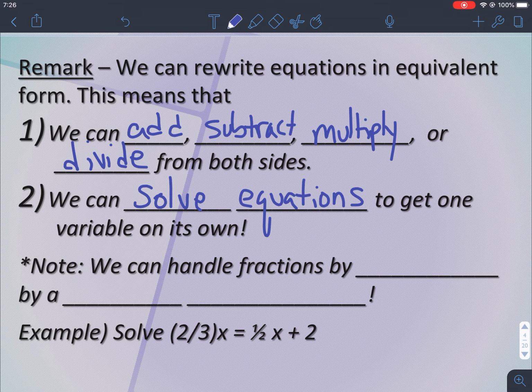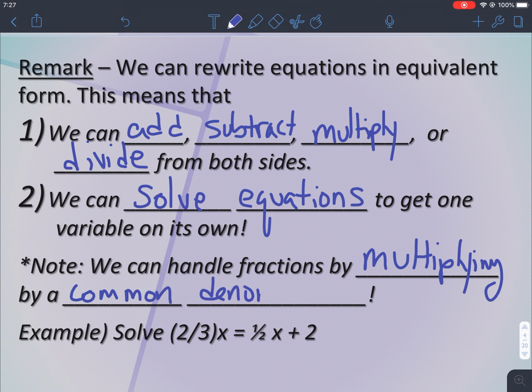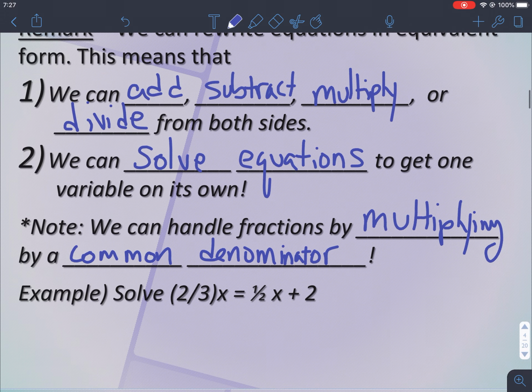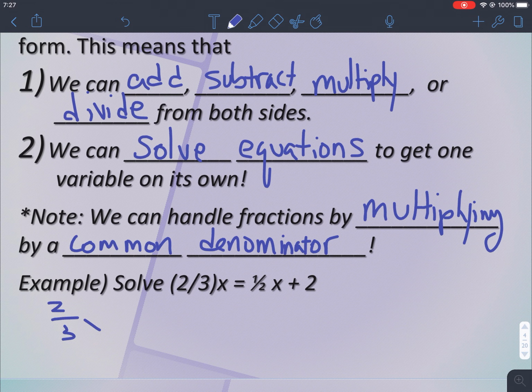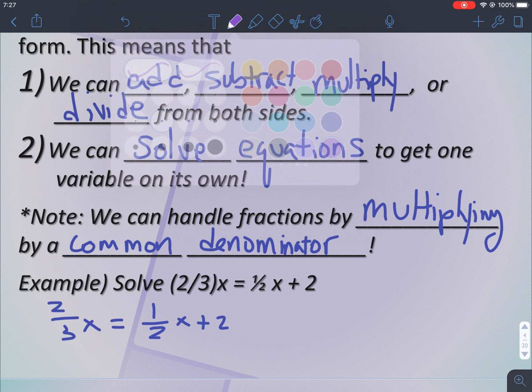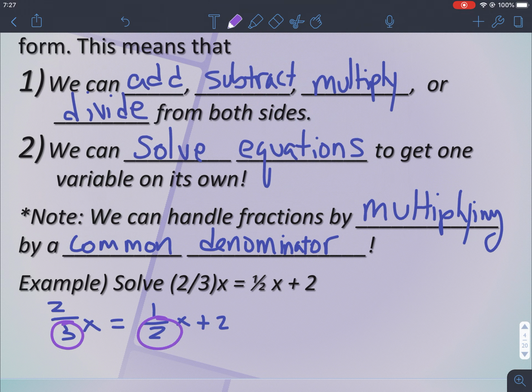Now, I will mention a note here that we want to handle fractions by multiplying by a common denominator. Here's an example. Solve 2/3 x equals 1/2 x plus 2. A common denominator of 3 and 2 is 6. And so if I multiply the entire equation by 6, it should get rid of those fractions.